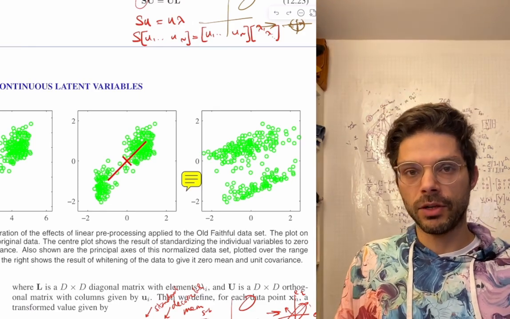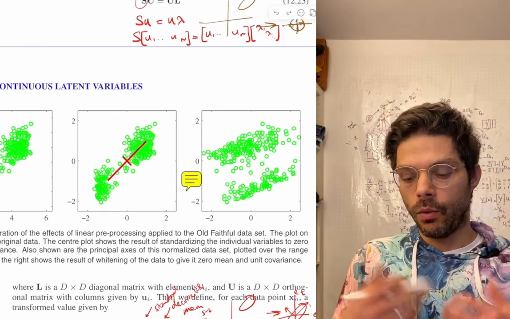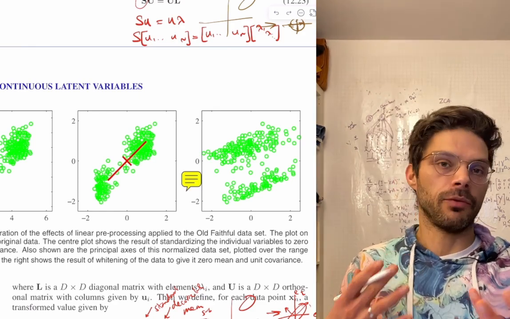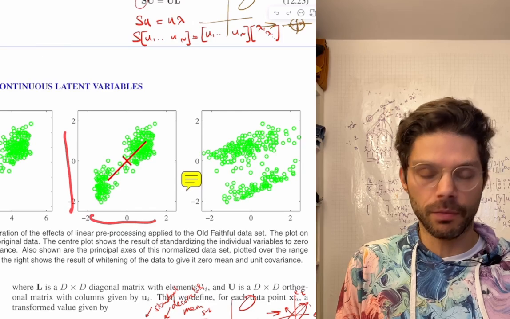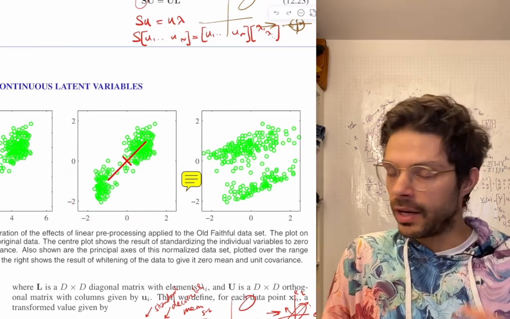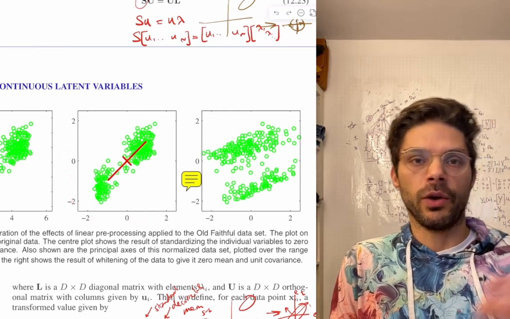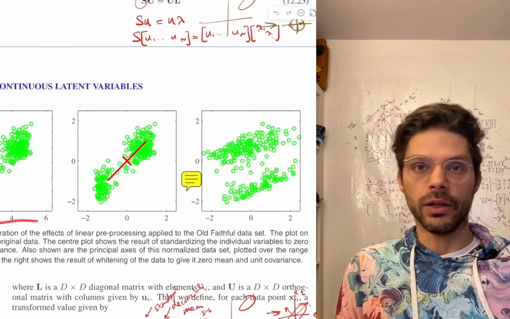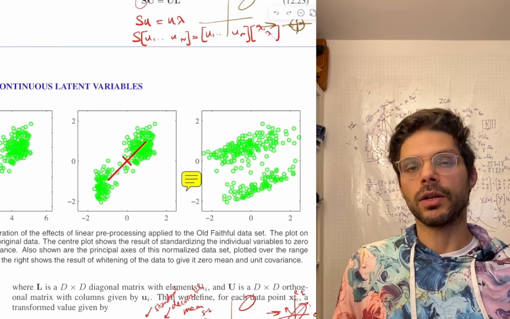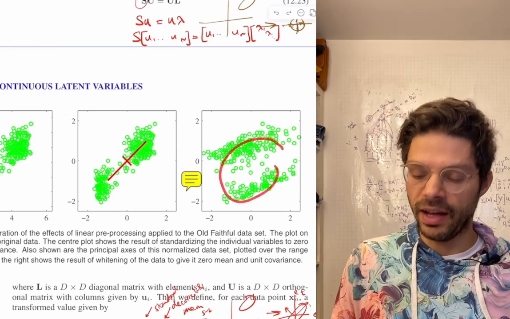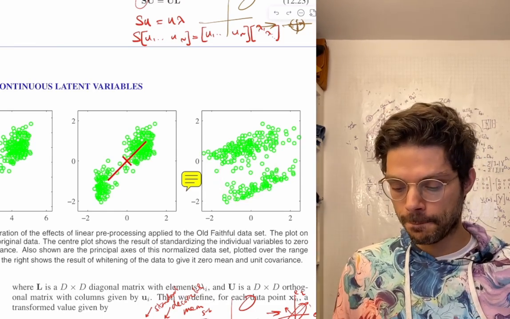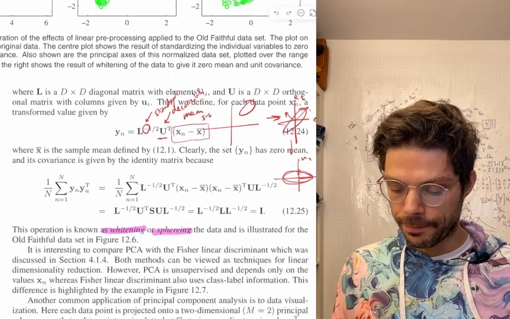So that's a nice view of how this whitening works. Standardization you have to do most of the time, because algorithms are going to have a very hard time dealing with units that are in the hundreds in one direction and 2 in the other direction. But sometimes you need to do more, and PCA essentially allows you to do that. Okay, so that's that.